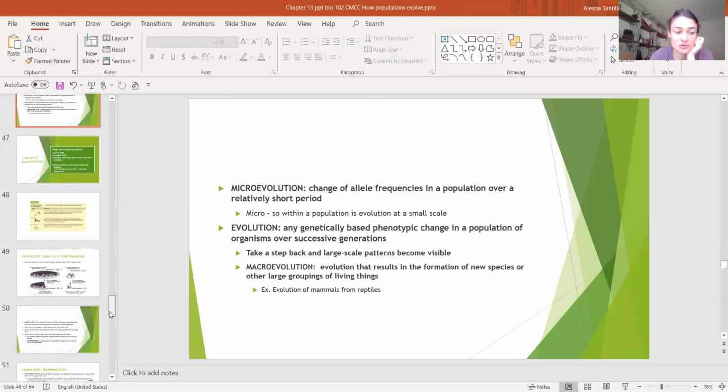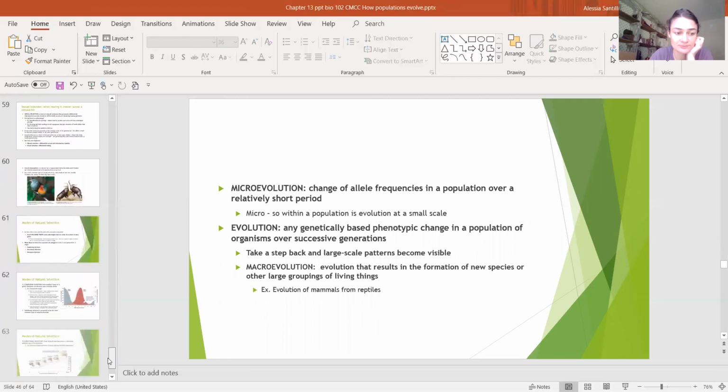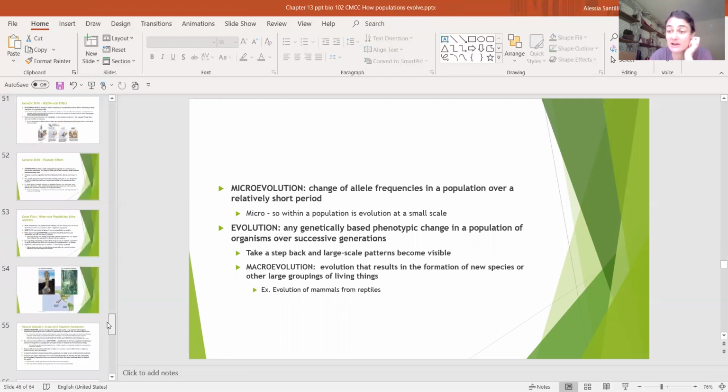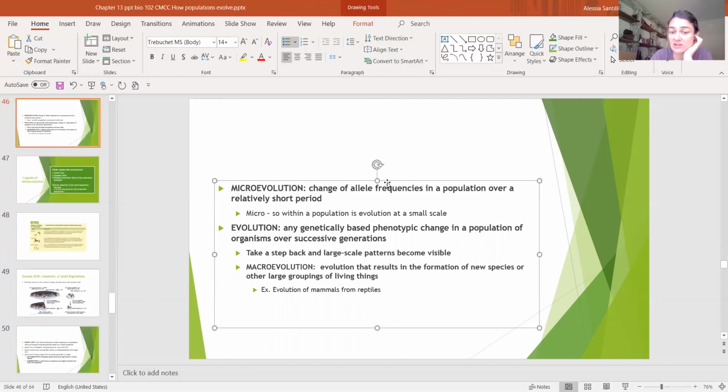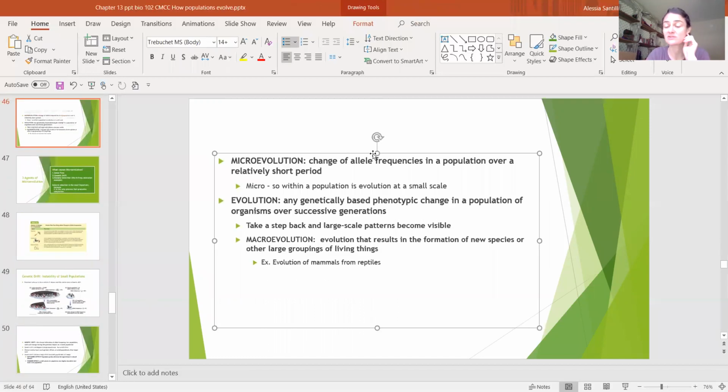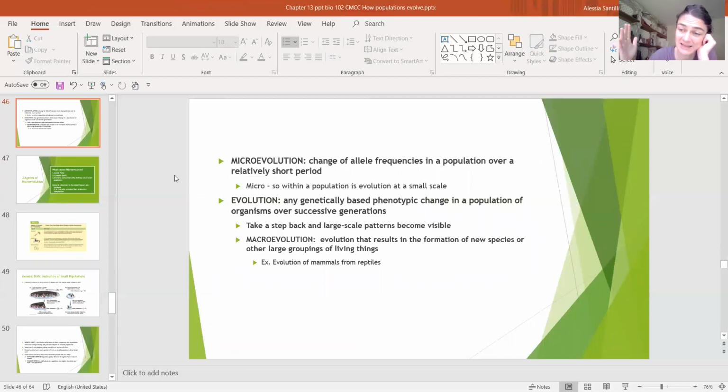Then we move on to microevolution. Microevolution is the change of allele frequencies. Since we're talking about the gene pool, it's the change of allele frequencies in a population over a relatively short period. So micro, remember, means little. So it's basically small populations. It's different from macro. Macro is big. Macro are big changes, like going from dinosaurs to birds. Micro are small changes like the coloration of a frog.